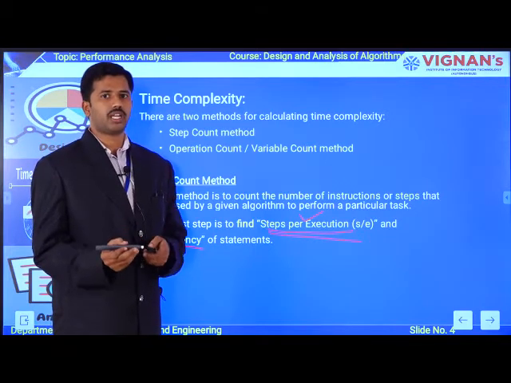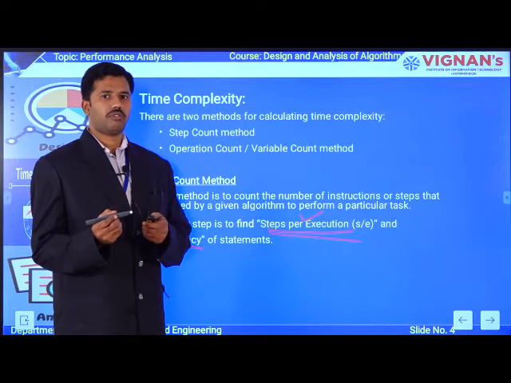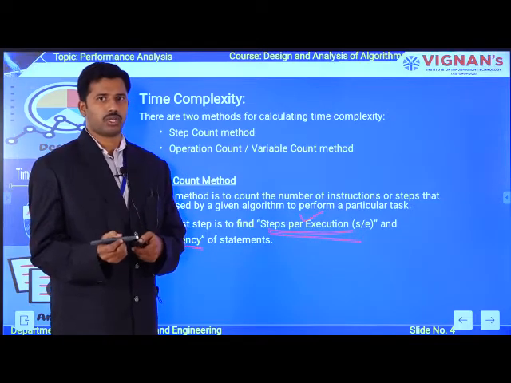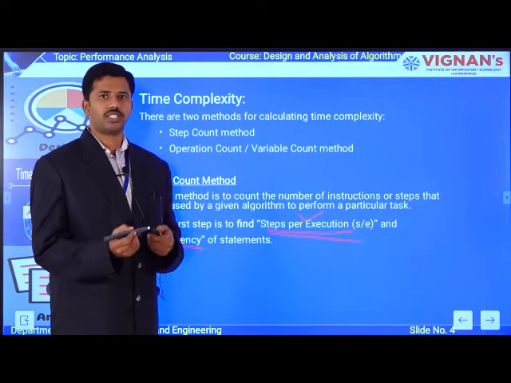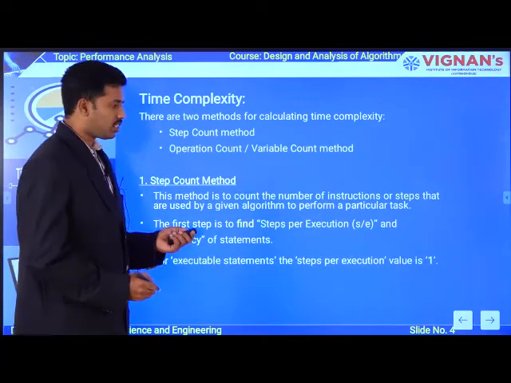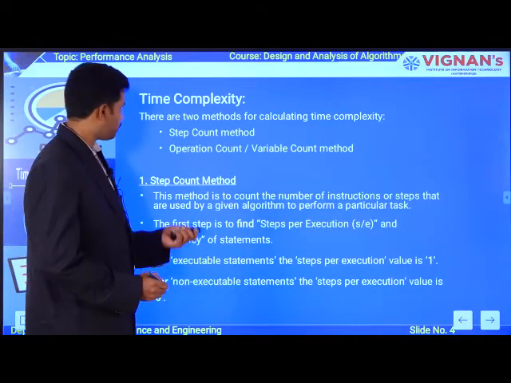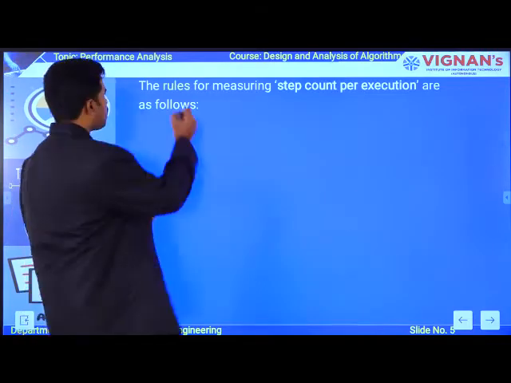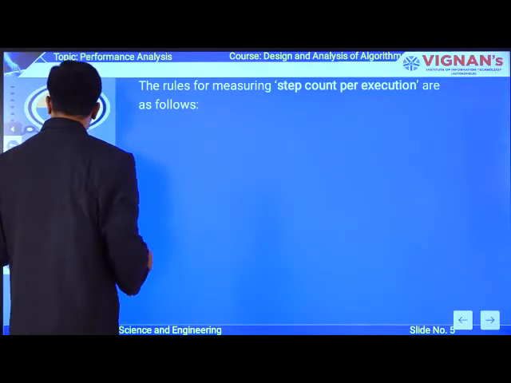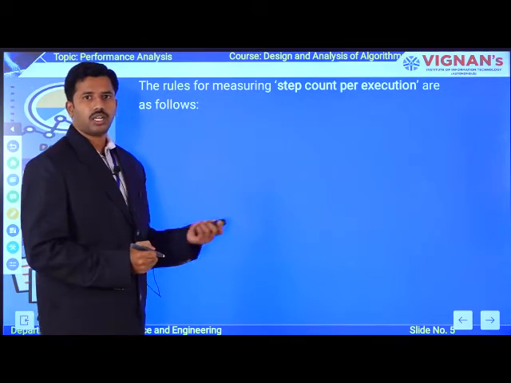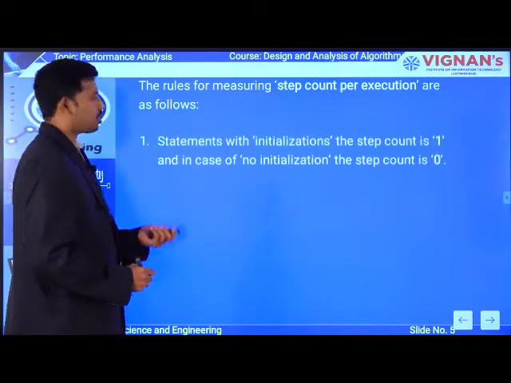Now you may get a doubt about how to find out whether an instruction is executable or non-executable. There are various rules, which we will see now. For executable statements the value is 1, and for non-executable statements the value is 0. Now we will see the rules which are required to measure the steps per execution in the step count method.